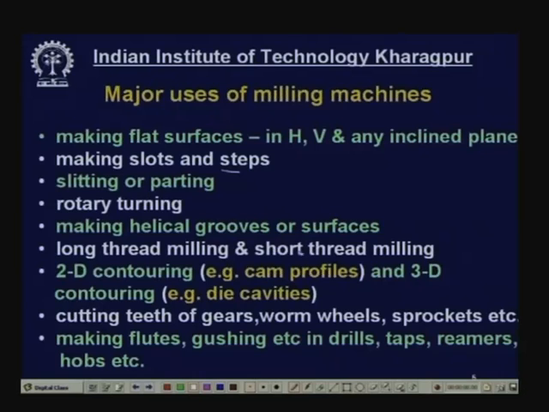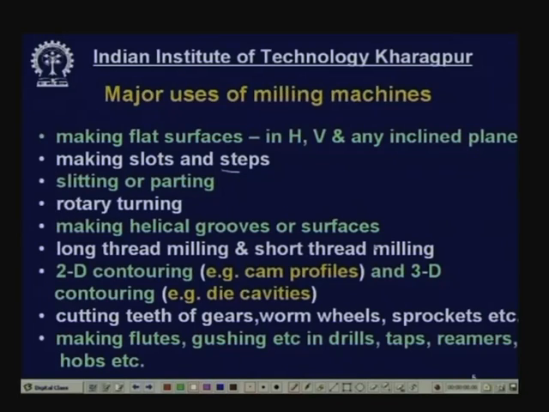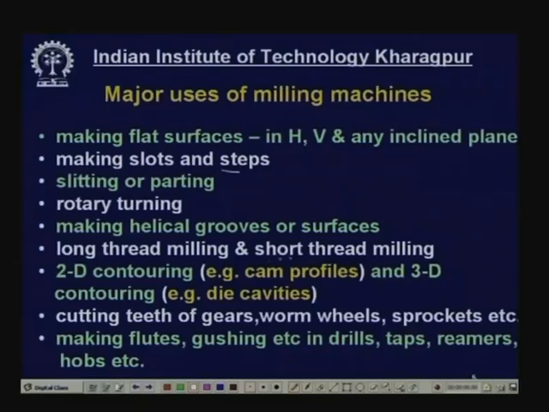Long thread milling and short thread milling. Screw threads can be produced by milling cutter. One is called long thread milling, like long screws or press screws manufactured by milling cutter. Another is very short threads, say of small screws or bolts, manufactured in mass production by another milling cutter, called the short thread milling process. This will be discussed in detail.